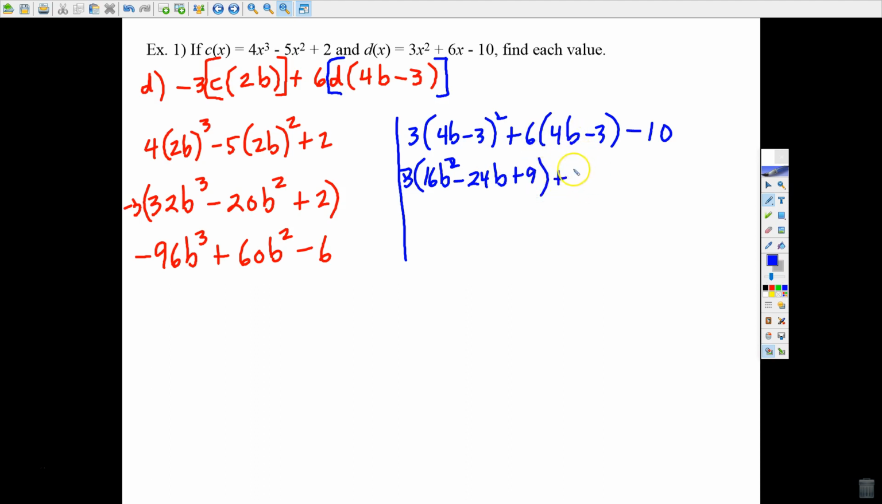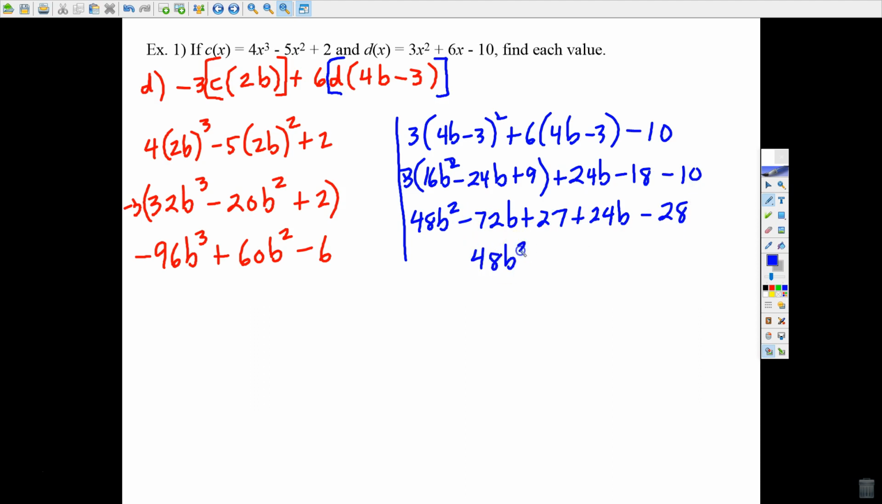And I think I'll just go ahead and distribute here. We'll come back and distribute here. 24b minus 18 minus 10. And multiplying by 3, 48b squared minus 72b plus 27. Just bring down these other terms, put these together, and combining like terms, I get 48b squared minus 48b minus 1, and now I need to do the distributing of 6. So 6 times this. Okay, so we're going to do 48 times 6, 288b squared, and then minus 288b minus 6.